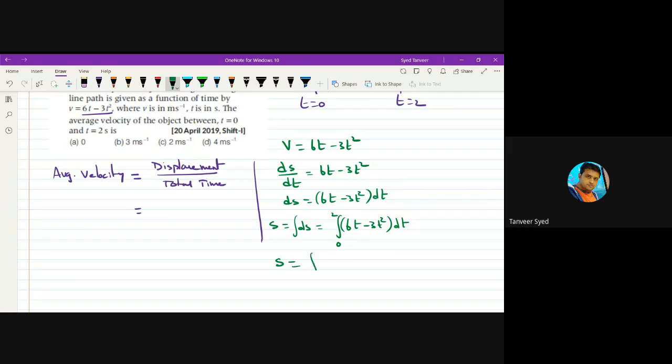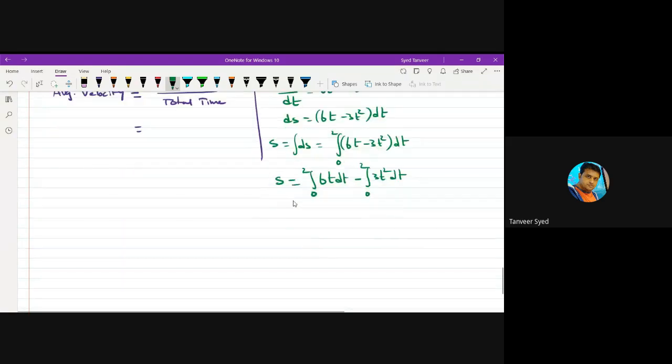S is equal to integral 0 to 2, 6t dt minus integral 3t square dt, 0 to 2. This is 6 integral t dt from 0 to 2, minus 3 integral t square dt from 0 to 2. Integral x power n dx is x power n plus 1 by n plus 1.